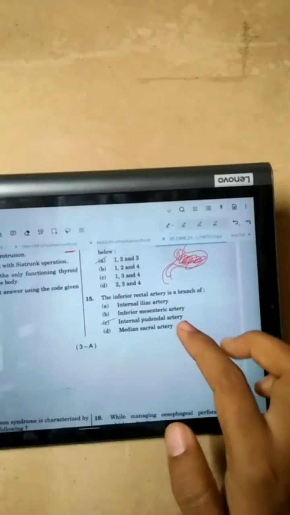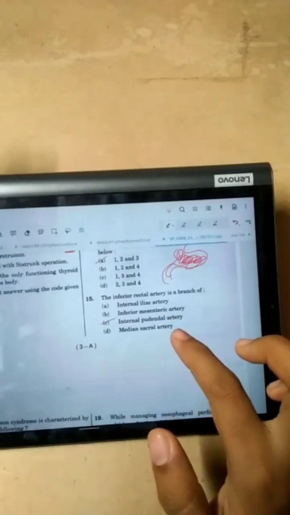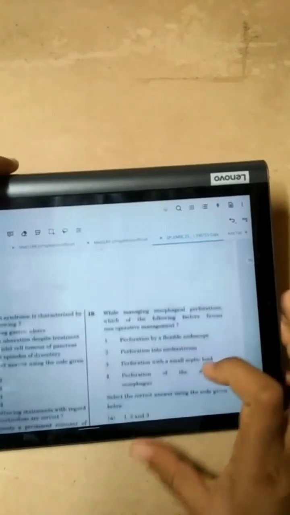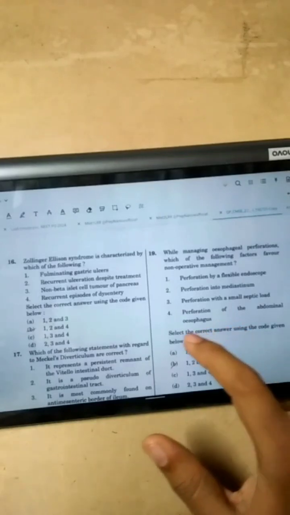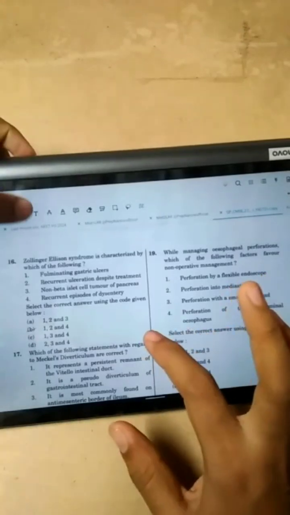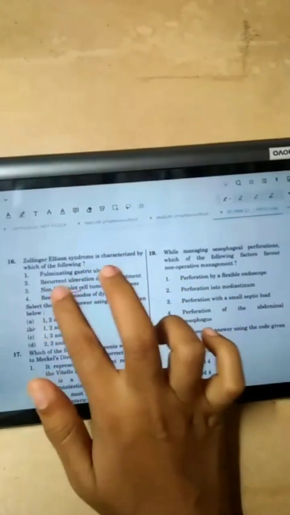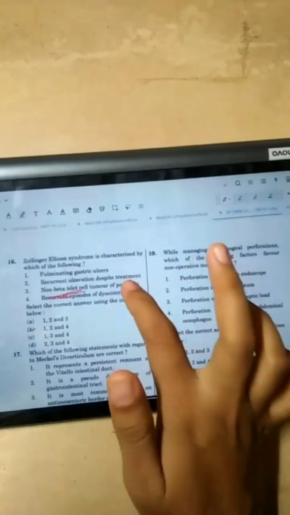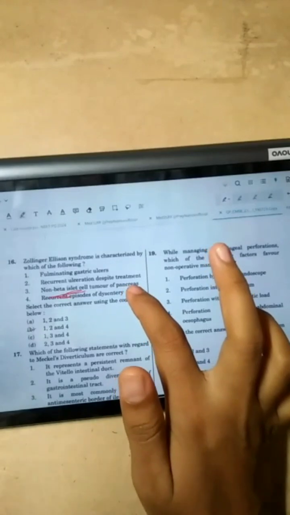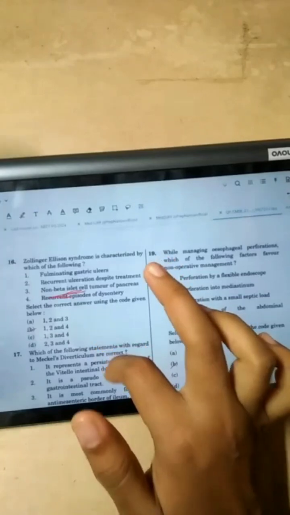And in anatomy, one more irritating question. The inferior rectal artery is a branch of the internal pudendal artery. Next, Zollinger-Ellison syndrome is characterized by which of the following? This question actually arises from non-beta islet cells of the pancreas. I ruled out this option. I think this is the answer.